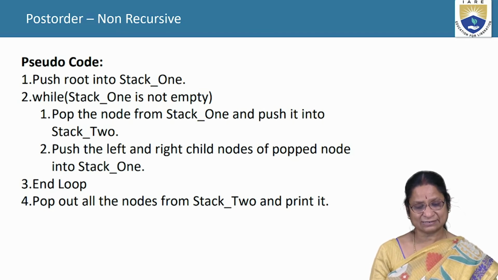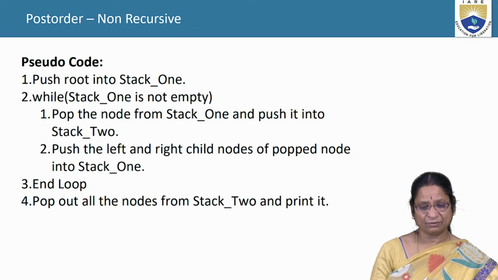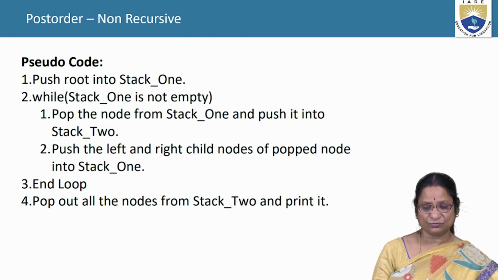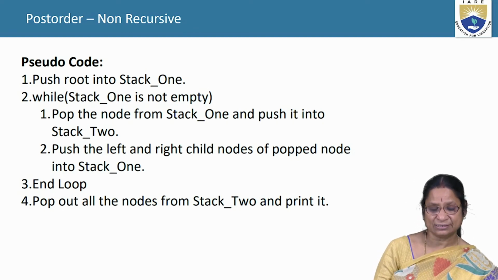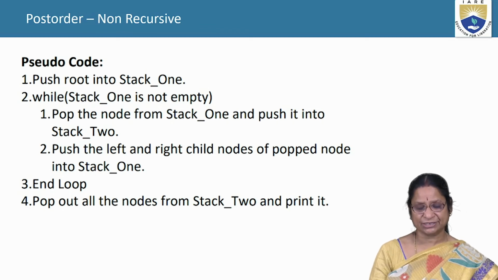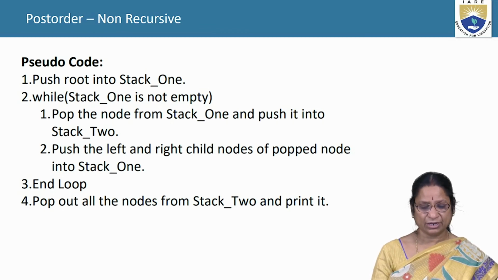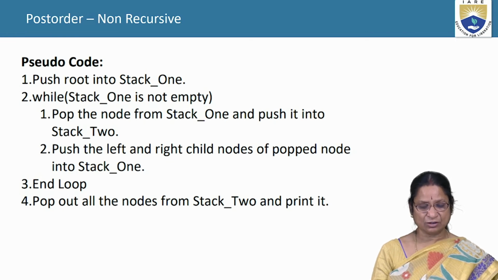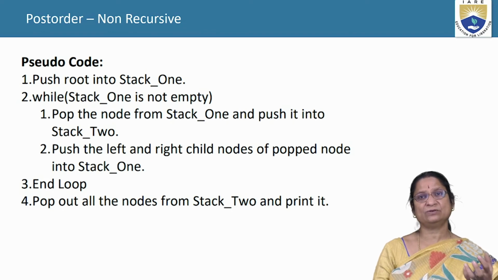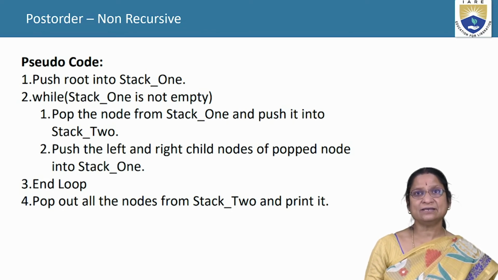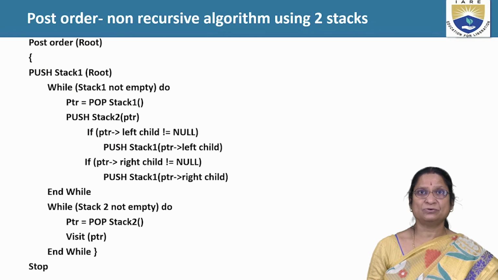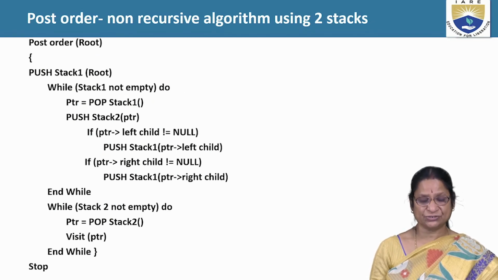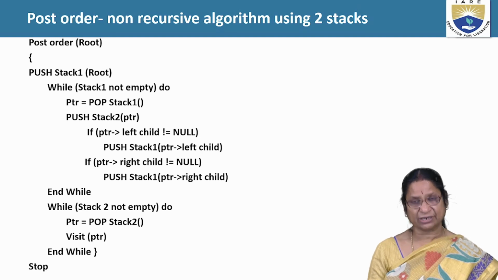As long as stack 1 is not empty, we pop the node from stack 1 and push it into stack 2. Push the left and right children nodes of the popped node into stack 1. Then pop out all nodes from stack 2 and print. Since they were inserted in reverse order, the post order traversal will be obtained. So for post order, stack 1 is used and stack 2 is used.